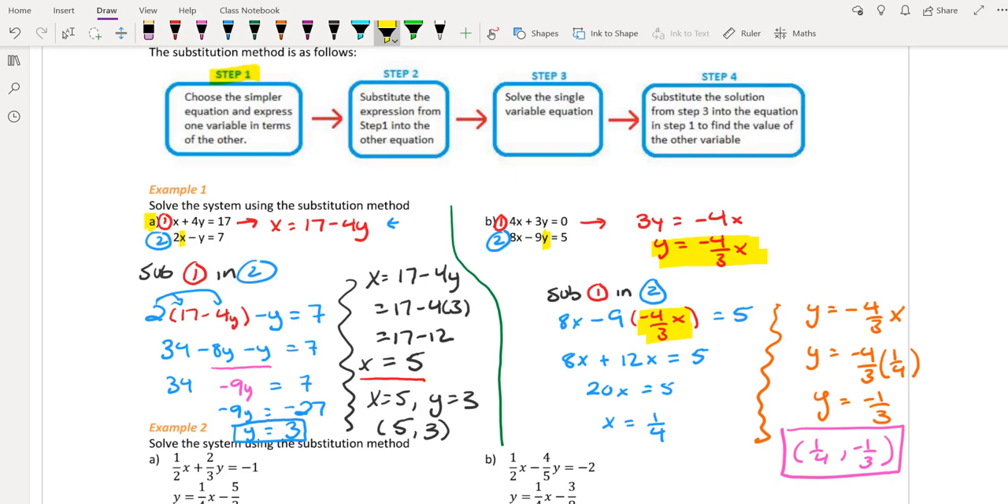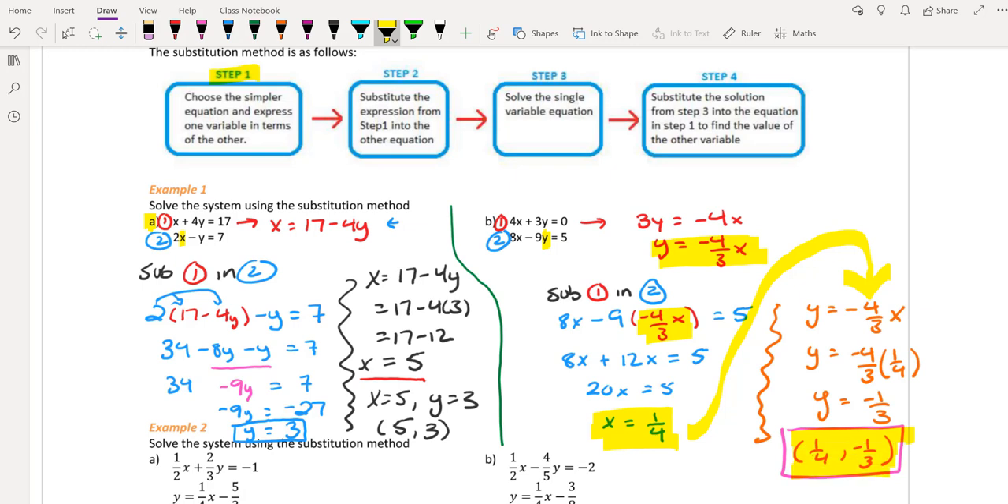We divide by 20, which is 5 over 20. And we simplify that down. It becomes x is equal to 1/4. Right? Then we take our x value, we plug it back into one of the equations, and we get our y value out. So we stick in the value of 1/4 in, and we see that y is equal to the negative 1/3.